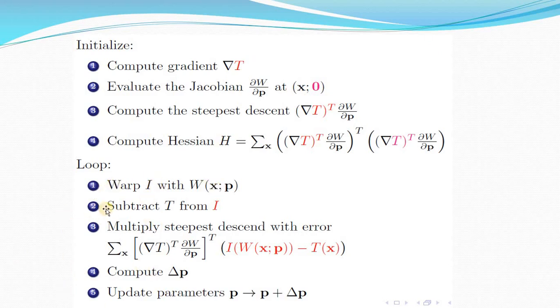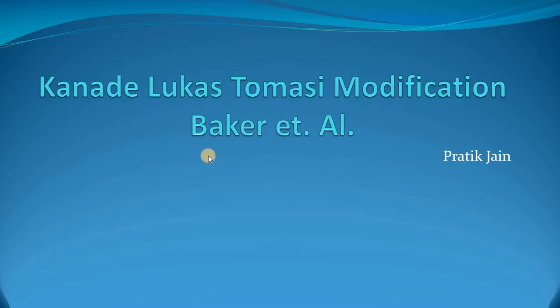You warp I, then you subtract T from I, you multiply this stored thing with the difference, and you compute del p and update p. Again warp I with the new p that you have got over here, subtract from T, multiply the steepest descent with error, and again update, keep on updating p. Like this you can do the same thing quite fast. So that was the modification by this particular group, and that's all for this video.